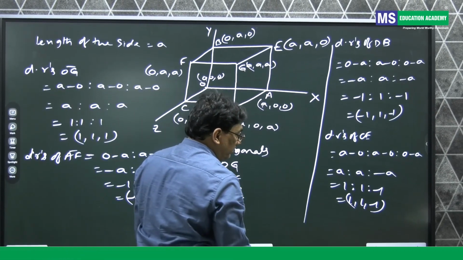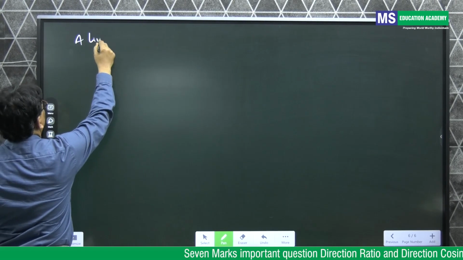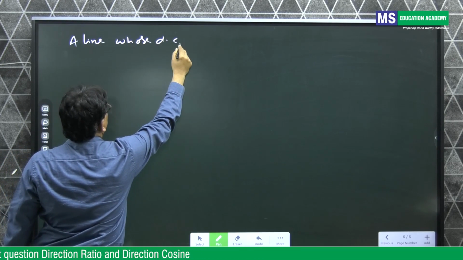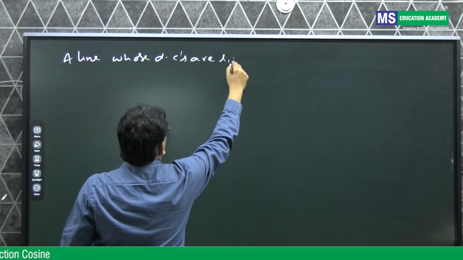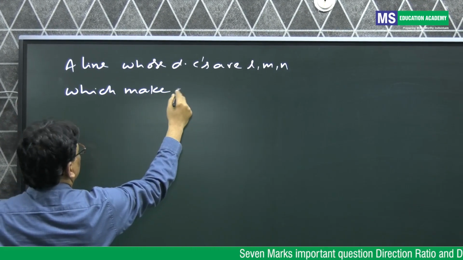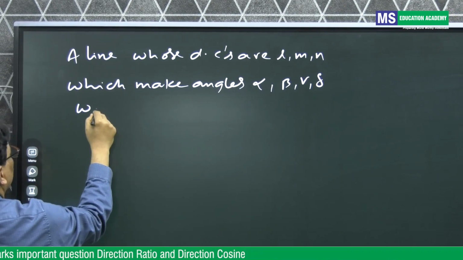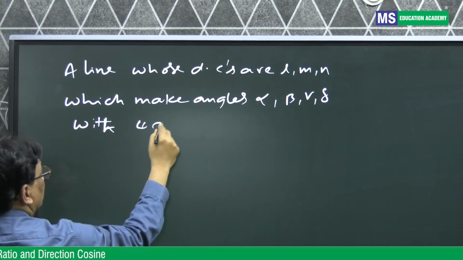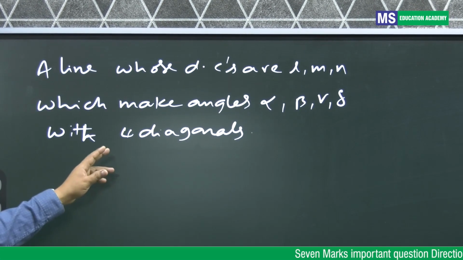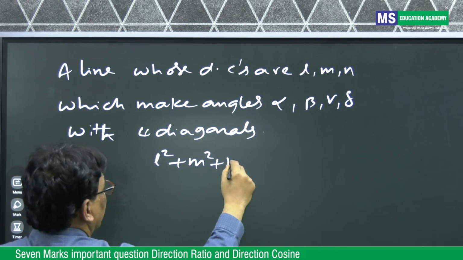Now, he was saying in the problem, one more line he has taken, a line whose DCs, direction cosines, are L, M, N, which makes angles alpha, beta, gamma, delta with the 4 diagonals he has given. Because they are DCs, we have the condition L square plus M square plus N square is equal to 1.